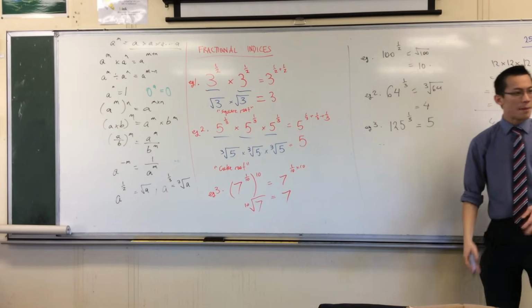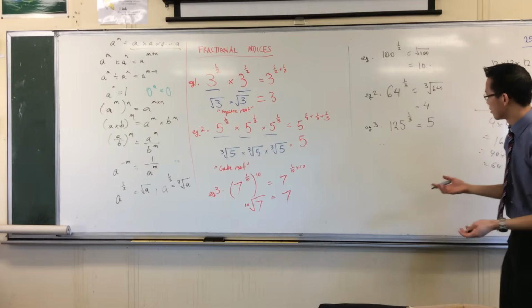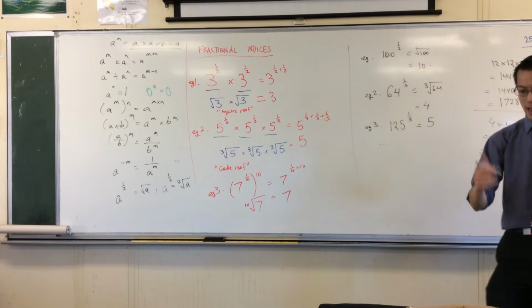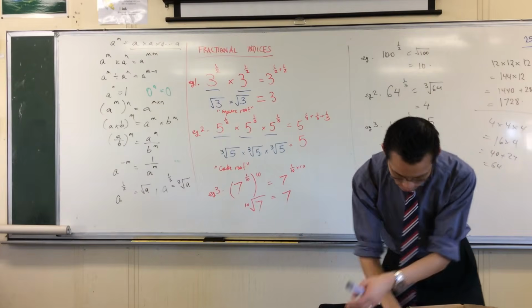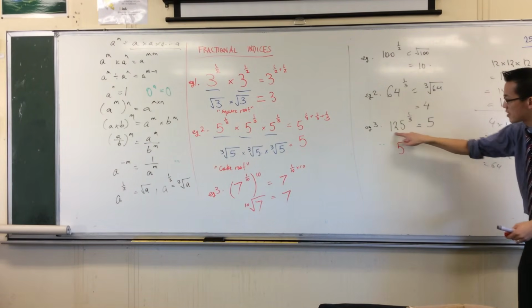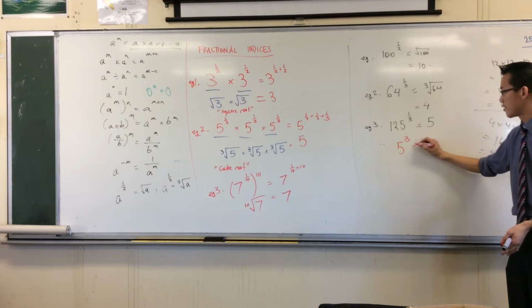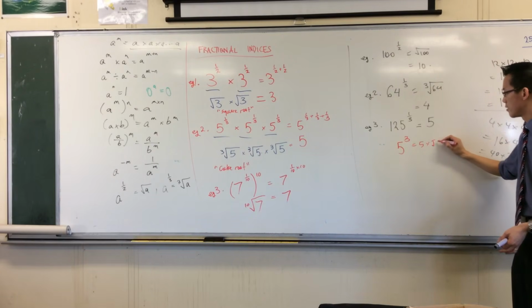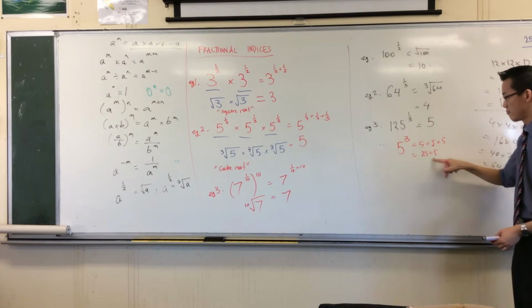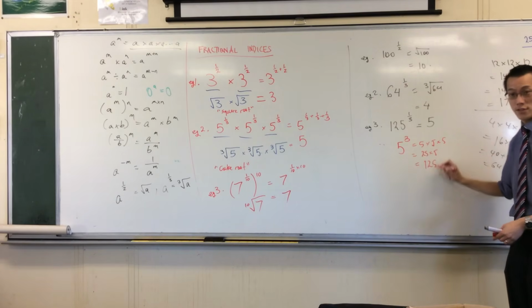Now, by the way, you can test this out. If it's the cube root, that means if I multiply it by itself 3 times, I should go back to the original number, 125. 5 times 5 times 5. That's 25 times 5. Sure enough, that's 125, and you can check it out.